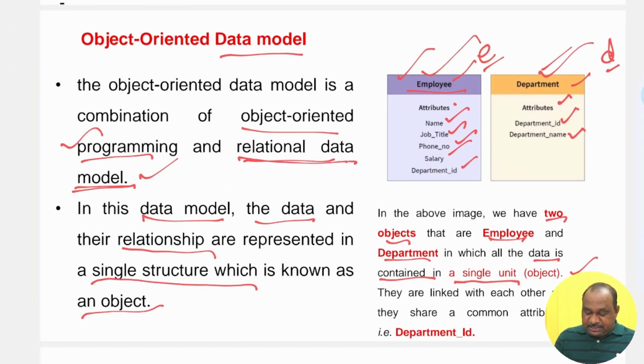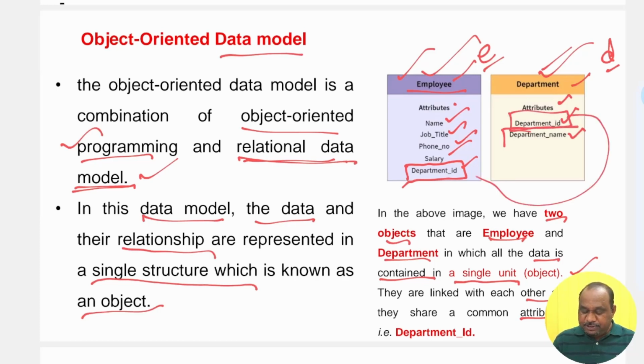So they are linked with each other and they share common attributes. What is that common attribute? Here under employee, department ID, and in the department object, department ID is one more. These two are common attributes they are sharing between this and this table.